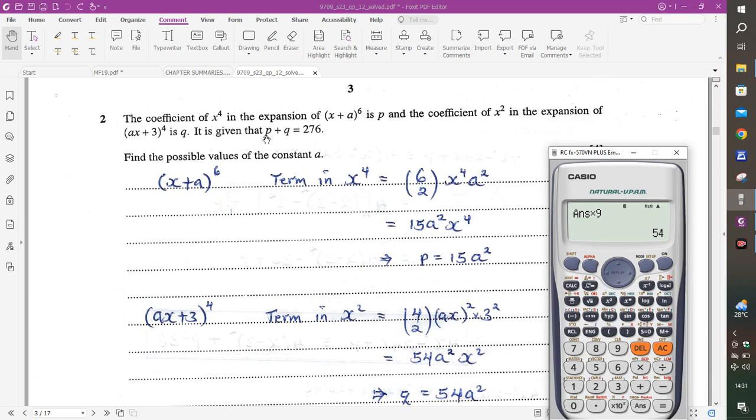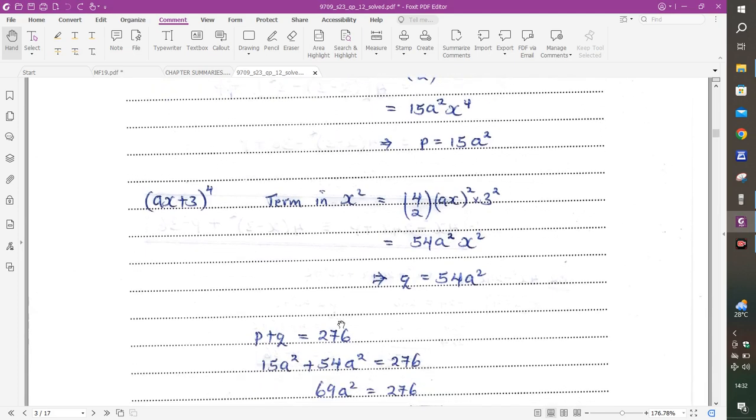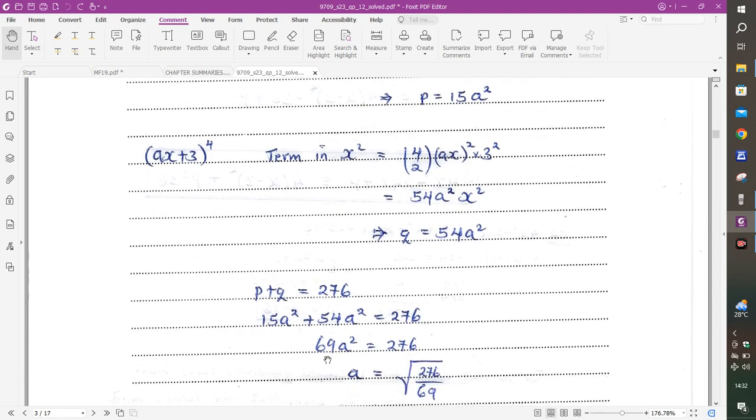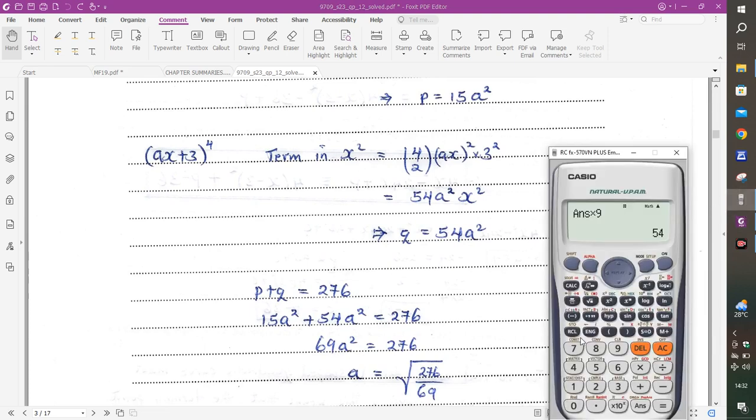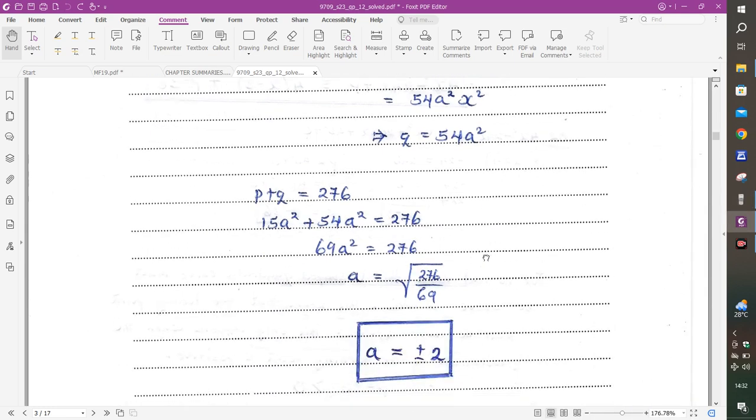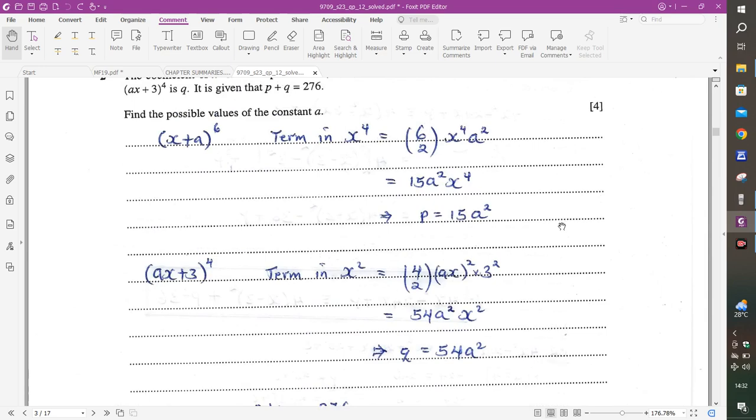And then they told us that p plus q is equal to 276. So I just substitute. My p is 15a squared, then plus q, which is 54a squared, then I equate to 276. So 15 plus 54, that is 69. Then, or I would say 276 divided by that 69, then we get 4. And then that 4, when you take the square root, automatically that one should give you a 2. But whenever you take a square root, we must always put plus or minus. Because when you get negative 2, negative 2 times negative 2, you'll get positive 4. And also 2 times 2 will give you a 4.